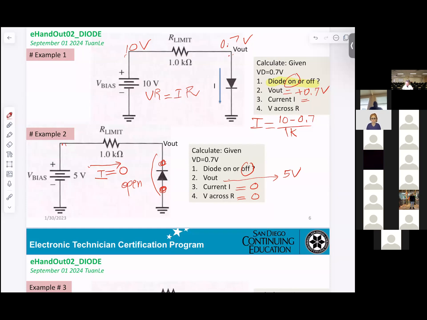Okay, first example, diode, second example, diode. Any question, anything, bring it up. This is the basics for everything else later. If you cannot understand, then I can guarantee you will get lost.